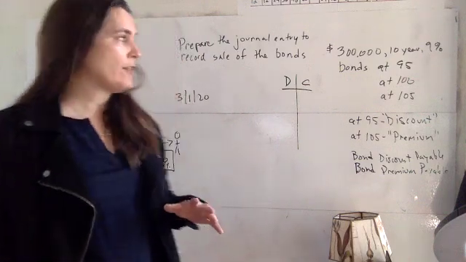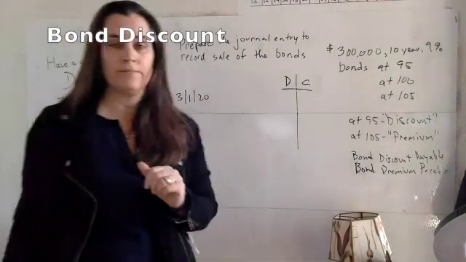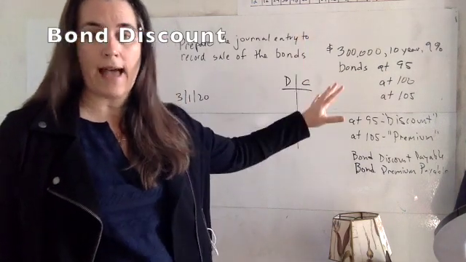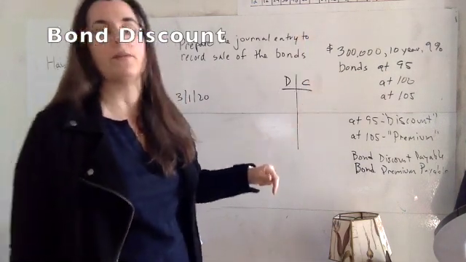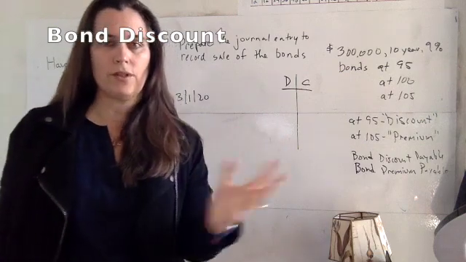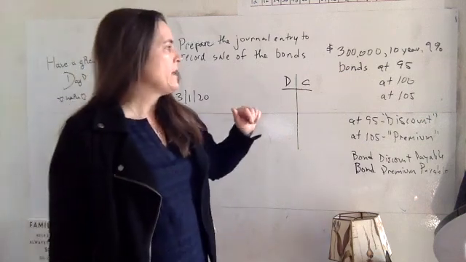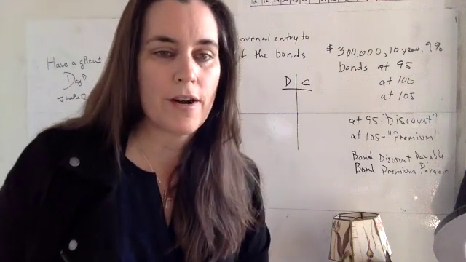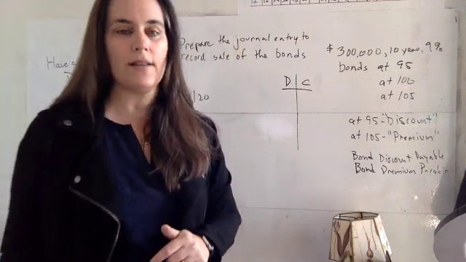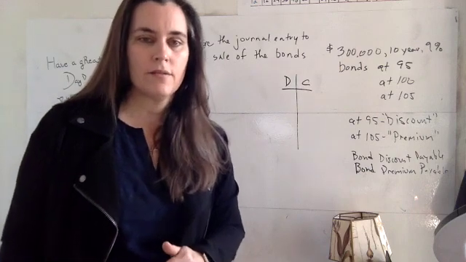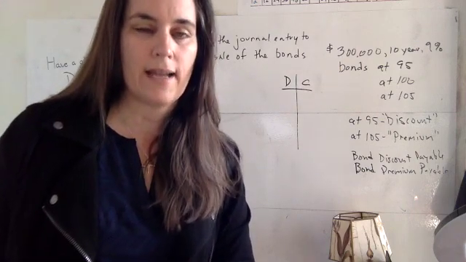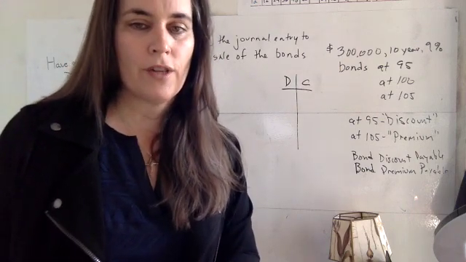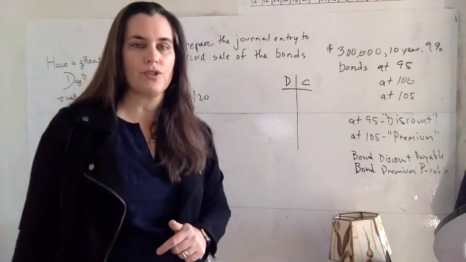So let's start out with problem number 1, kind of the facts for that, and I'm going to build off of problem number 1 to build into the other homework problems. Let me read the actual problem here. Sheridan Inc. issues $300,000, 10-year, 9% bonds at 95. Prepare the journal entry to record the sale of these bonds on March 1st, 2020.